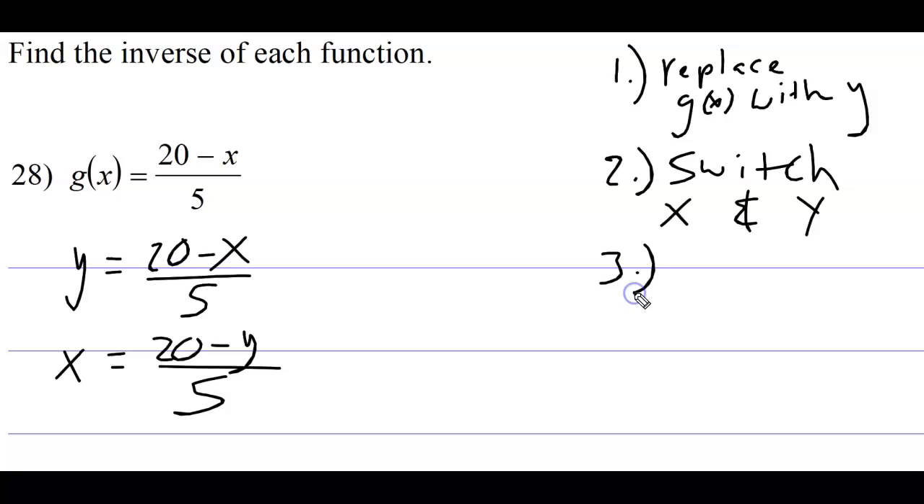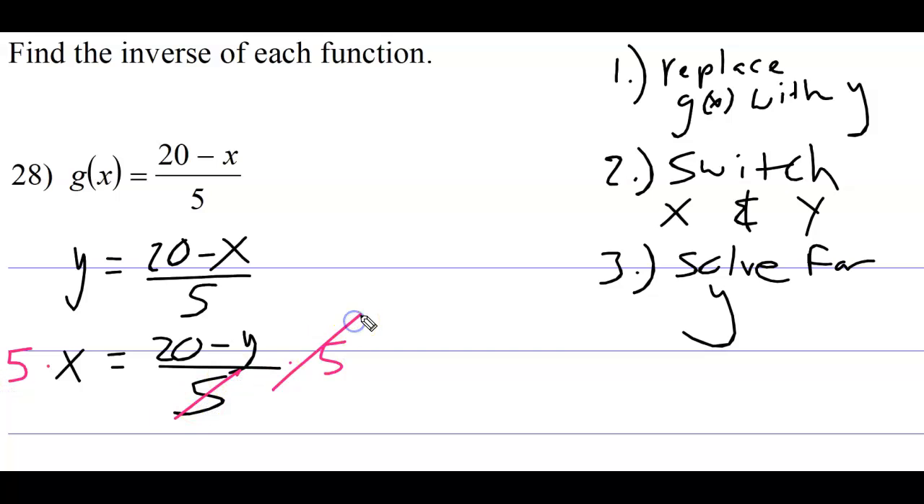The last part is the hard step, but you need to solve for y. You need to get y by itself. And the reason that's hard is because every problem is a little bit different, so you're kind of just relying on your Algebra 1 skills here to get you through this. But in this particular case, if you wanted to get the y by itself, the first thing I would recommend doing is getting rid of that 5 in the denominator by multiplying everything by 5.